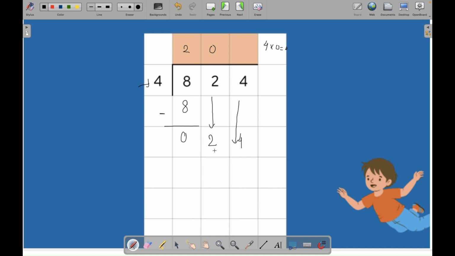So we just bring down this 4. So when we are bringing down two digits at the same time, what we do, we add a 0, right? And then we'll write 4 6s are 24. So 24 minus 24 is 0. So this is much shorter.